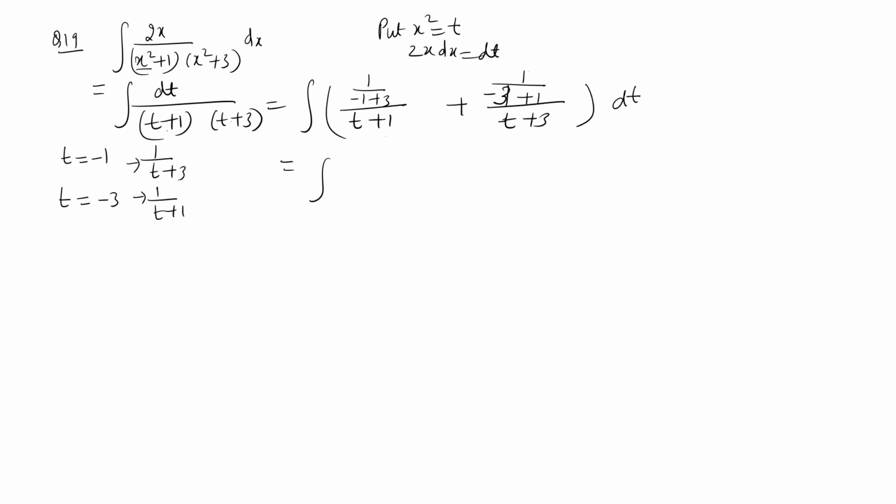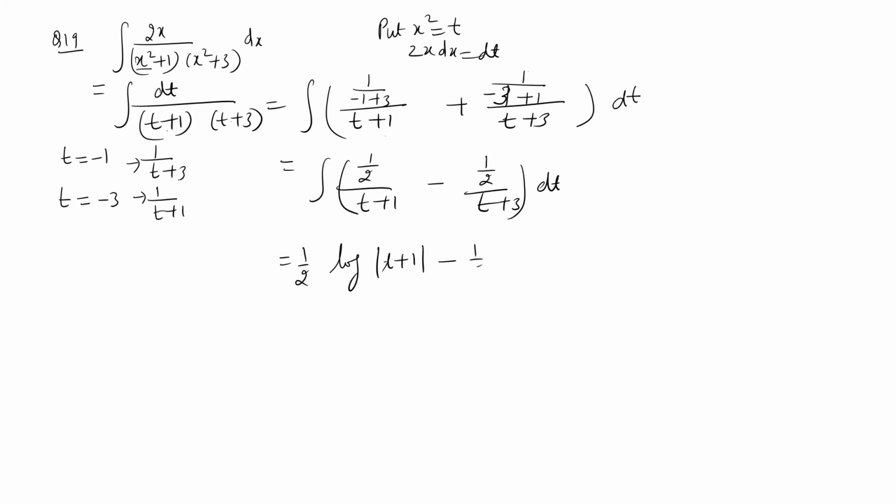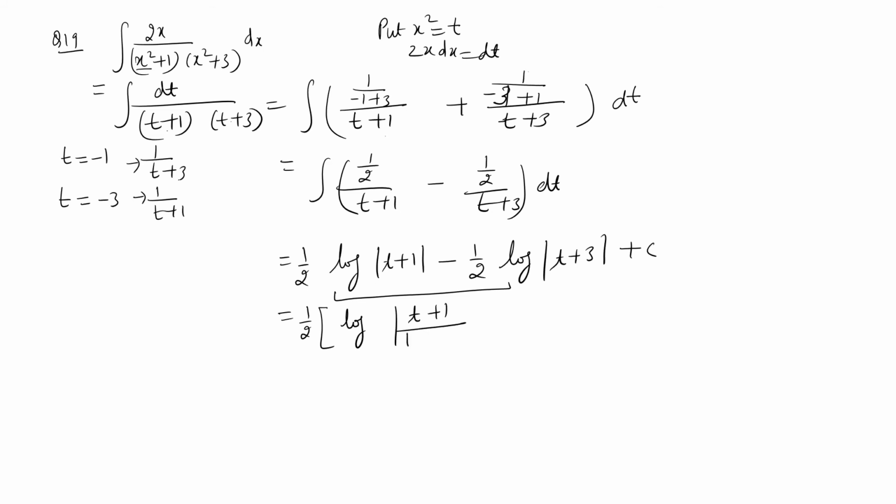So it will be half upon t plus 1, and this is minus half upon t plus 3 dt. So let us integrate it. Half upon, so the integral of 1 upon t plus 1 is log mod t plus 1, minus half log mod t plus 3, plus c. So can I take half common from them? So it is half of log mod t plus 1 upon t plus 3.